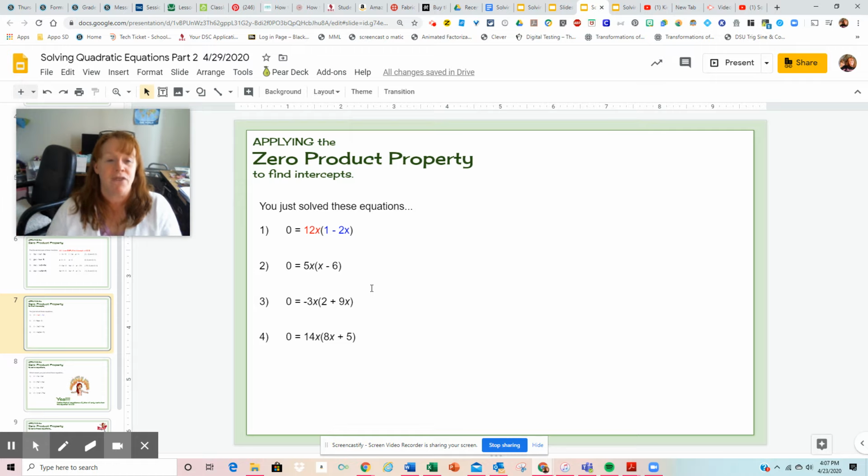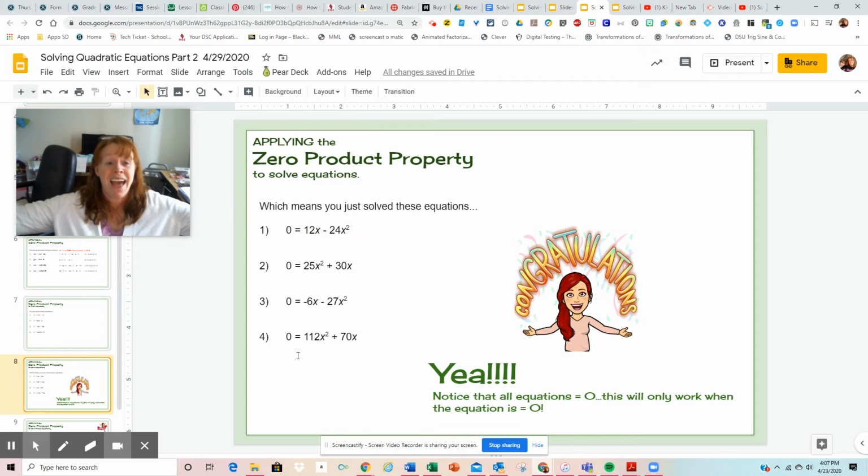Well, if I take it one step further and I say, now I'm going to multiply all these out, guess what you just did? Yay! You just solved these equations. You did it. That's all you have to do. You make sure that it's equal to 0. Notice this down here. This will only work when the equation's equal to 0. If I have like 12x equals 24x squared, I can't take the square root of both sides. I can't divide by 24x. I've got to get it equal to 0 first. Then factor, set them equal to 0, and solve. Just like you would when you were finding your x-intercepts. It's the exact same thing. So you just did that.